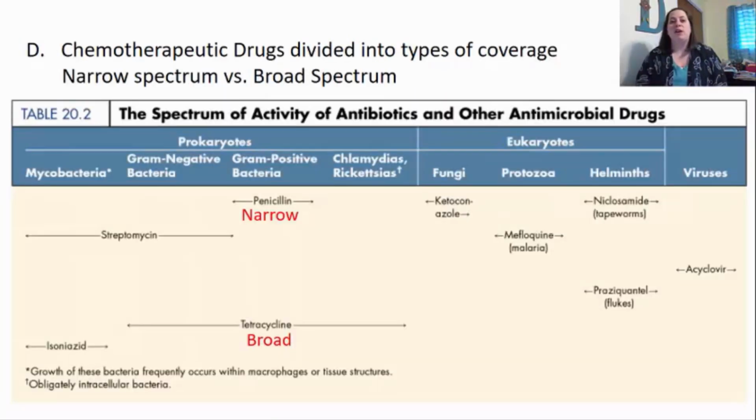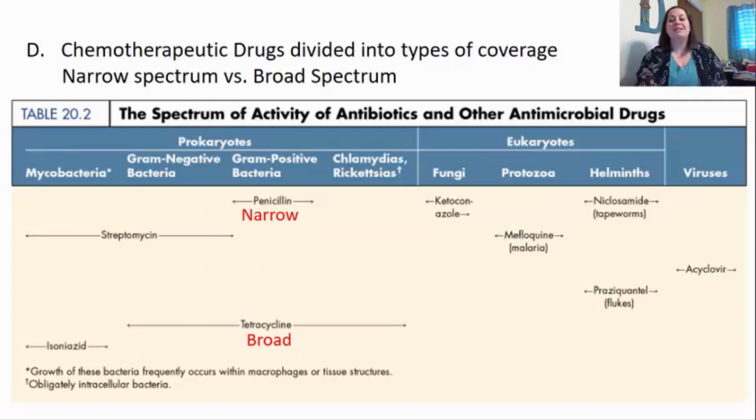Now, chemotherapeutic drugs are divided into two main types of coverage. They are either known as narrow spectrum or broad spectrum antibiotics. If you're looking at a narrow spectrum antibiotic, it's only going to cover one thing. And so if you'll notice here, this one that's marked narrow is penicillin. Penicillin is really good against gram-positive bacteria, but it does not touch anything else. Therefore, it has a very narrow spectrum. However, some of them are more broad spectrum, meaning they cover more things. Tetracycline is the one shown here. It can target gram-negative bacteria, gram-positive, and also the chlamydias and rickettsias.